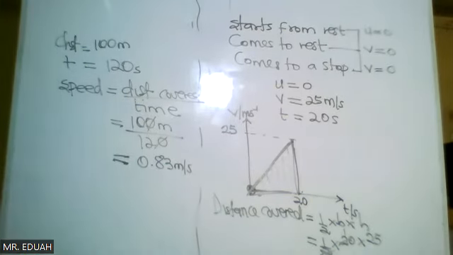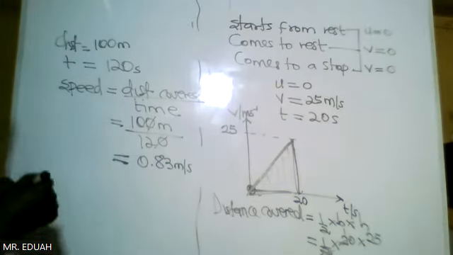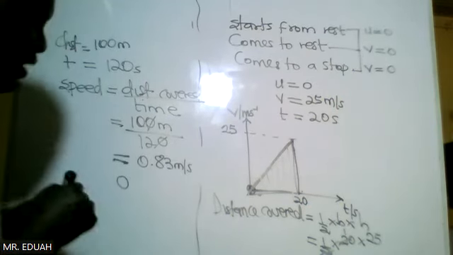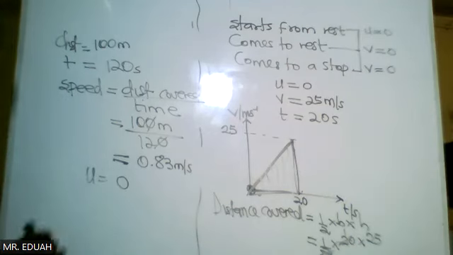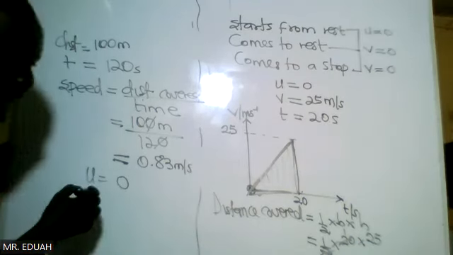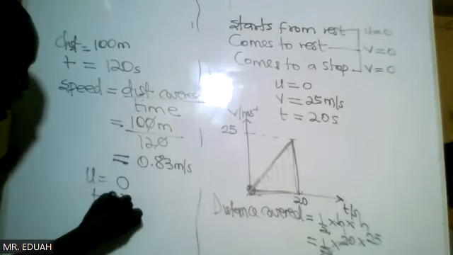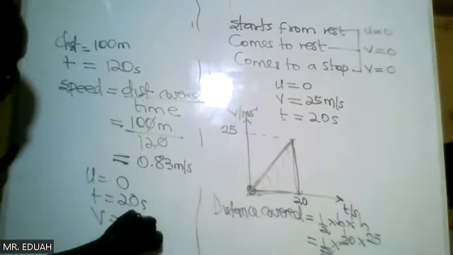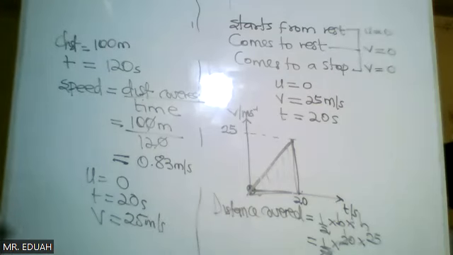But look at this situation. You were told that the body starts from rest, where the initial velocity u is zero. After time t is equal to 20 seconds, the body's final velocity is 25 meters per second. Is the velocity of the body constant?